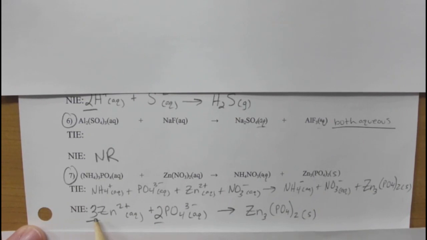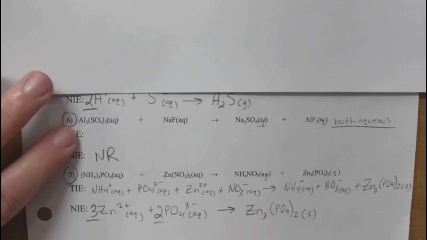So our final answer, we have 3 zinc ions. You have to have our plus 2 on our aqueous. 2 phosphate ions. You have to have your charge and aqueous. And we make Zn3(PO4)2. That's how we have to write zinc phosphate. And that is a solid.